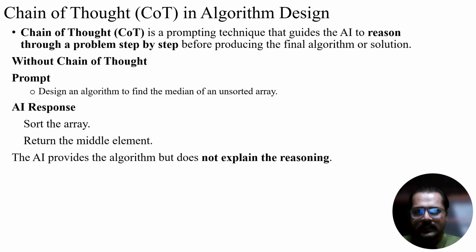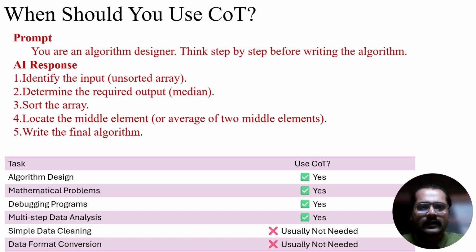So this is the step. Next, AI has to evolve. Agentic AI needs reasoning to understand the user intent. So when should you use chain of thought? You are an algorithm designer. Think step by step before writing the algorithm. This is a good structured prompt. The AI response: identify the input, determine the required output, sort the array, locate the middle element, write the final algorithm.